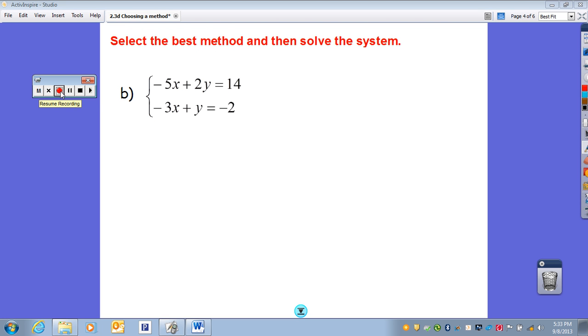Here's our next example. Select the best method and then solve the system. Notice that my variables are lined up vertically. I would say elimination might be the best method for this particular system of equations.